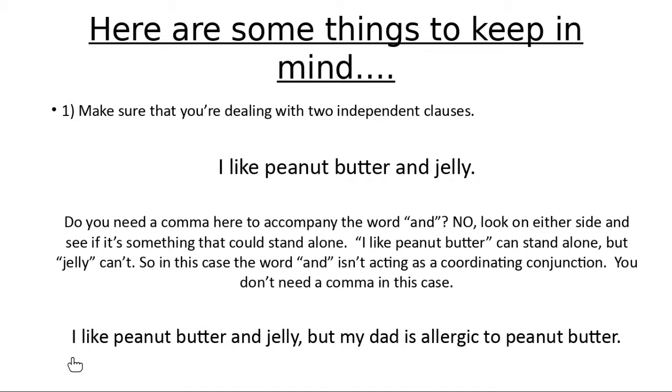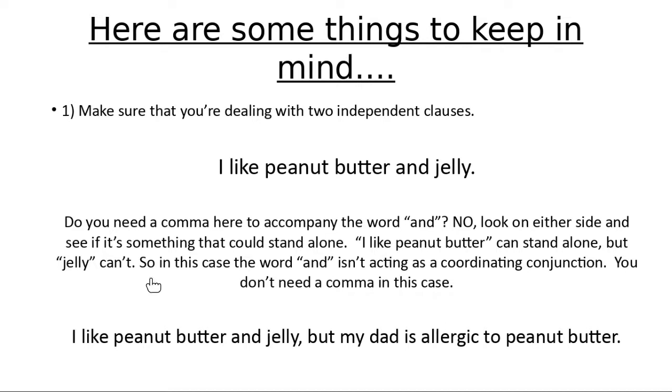Now look at this example down at the bottom. I like peanut butter and jelly, comma, but, which I know is a fanboy, my dad is allergic to peanut butter. Okay, so I'm going to do the test here. I'm going to look at this conjunction spot, and I'm going to look to the left of it. I like peanut butter and jelly. Yes, that could stand alone. I'm going to look to the right of it. My dad is allergic to peanut butter. Yes, that could stand alone.